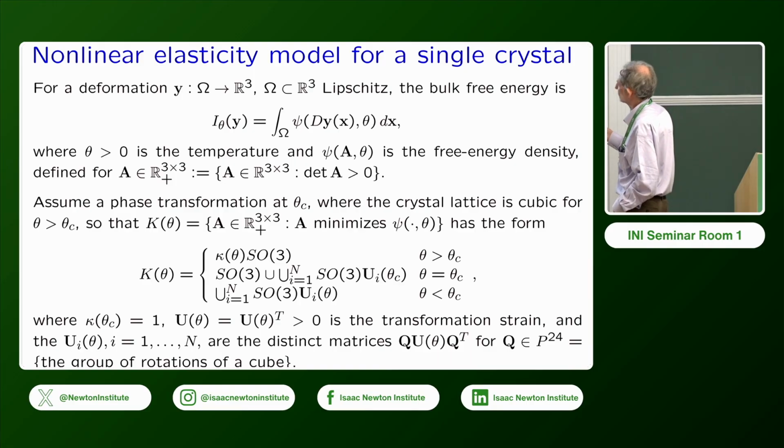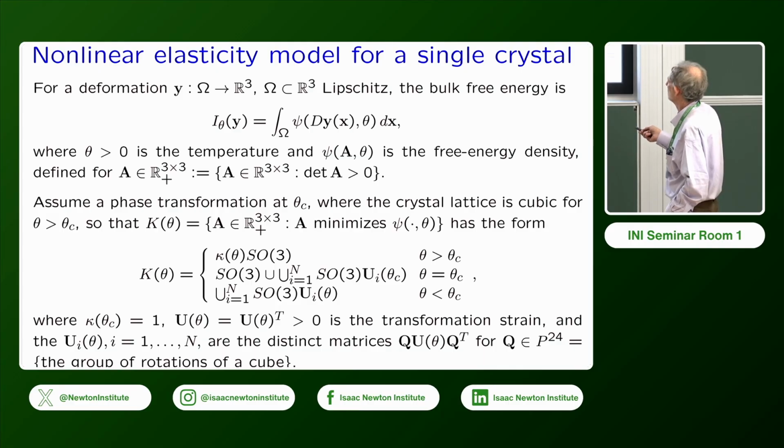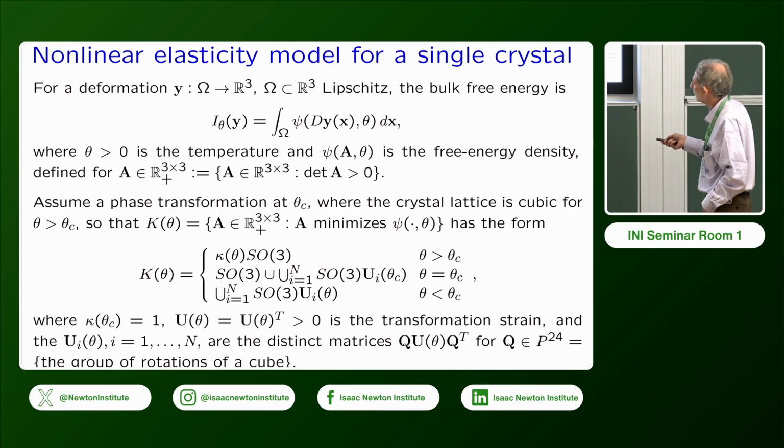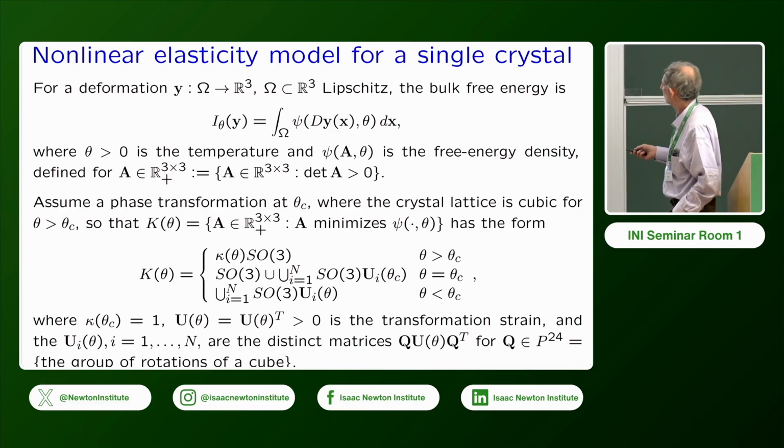Now we have the change of shape of the lattice, which is given by capital N positive definite symmetric matrices. They're all got from a single positive definite symmetric matrix, U of theta, by operating by matrices Q on the left and Q transpose on the right, as Q runs through the cubic group, which is the group of rotations of a cube. There are 24 such rotations, which is why it's called P24.